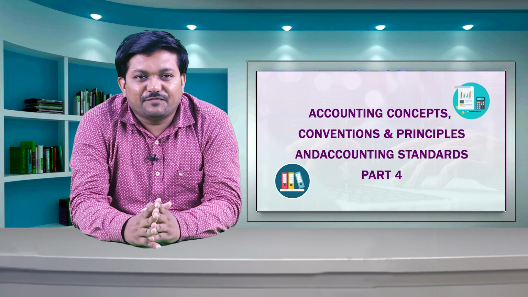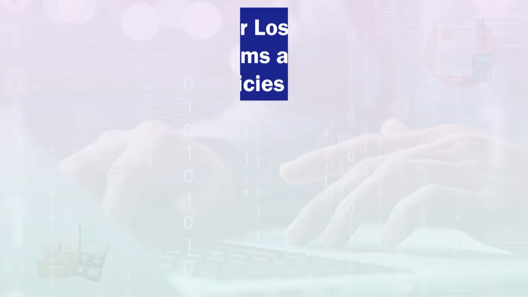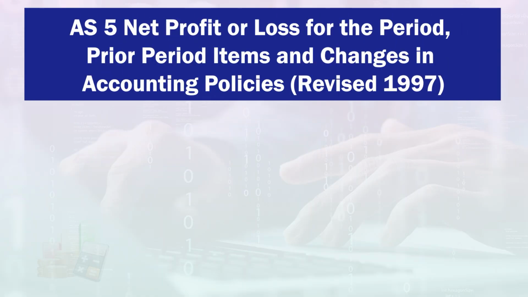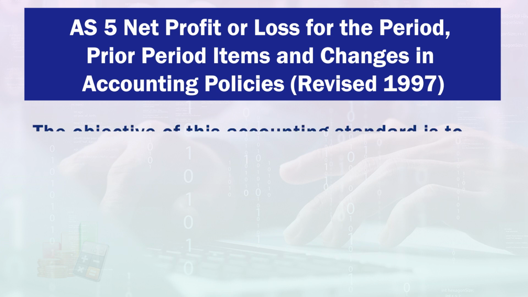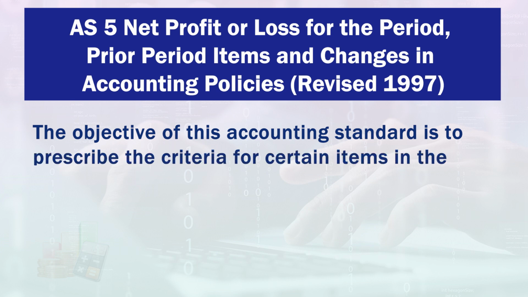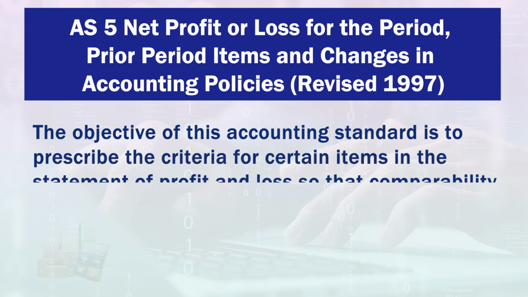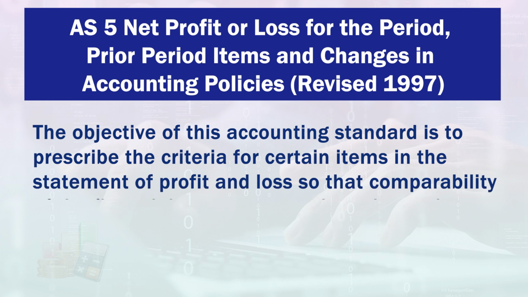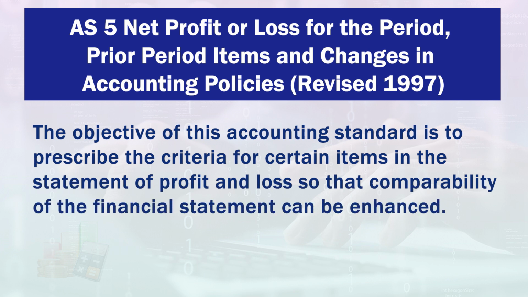Now, the fifth accounting standard is AS5, net profit or loss for the period, prior period items and changes in accounting policies, which was revised in 1997. The objective of this accounting standard is to prescribe the criteria for certain items in the statement of profit and loss, so that comparability of the financial statements can be enhanced.